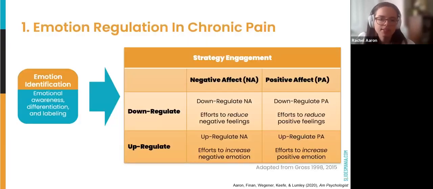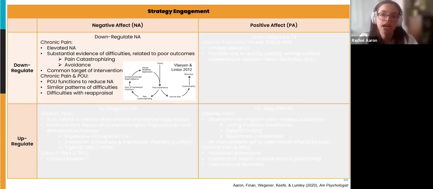So I'm going to skip this first box, emotion identification. I'm going to take a deep dive into it in the next study that I present. So for this part, I'm going to focus on strategy engagement. What do we know about how people with pain are engaging in strategies to change how they feel? So we'll start with downregulating negative affect, feeling less bad. This one has by far received the most attention. This makes sense. We feel bad and we want to feel less of that.